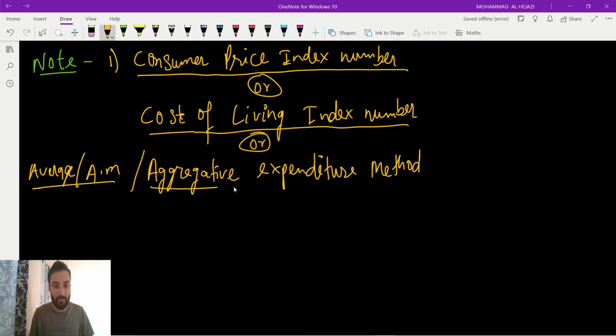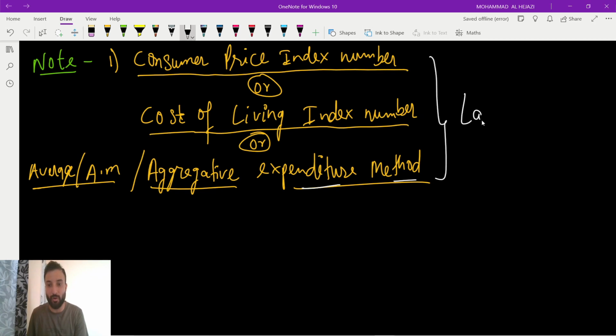See, whatever they say, either they tell you to find the consumer price index number, or the cost of living index number, or this aggregative expenditure method, whatever they tell you to find, we have to use the formula of Laspeyres index number. Index number means Laspeyres price index number.